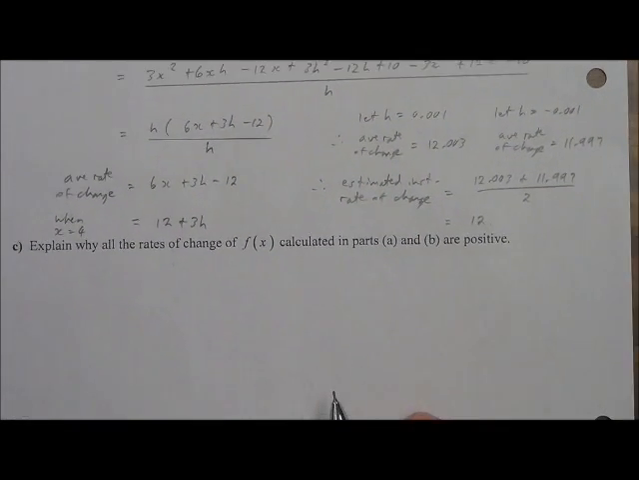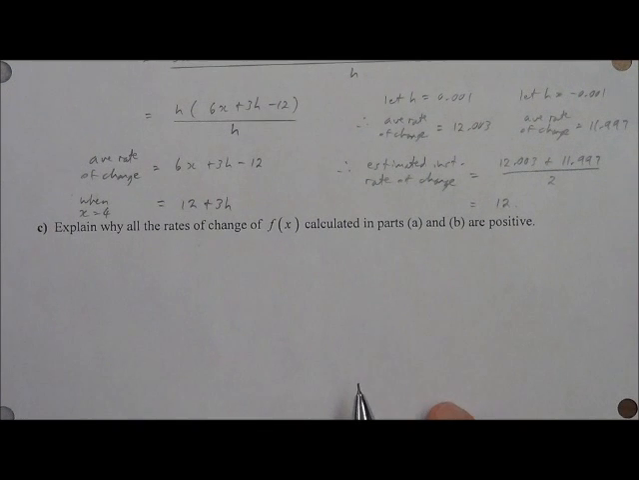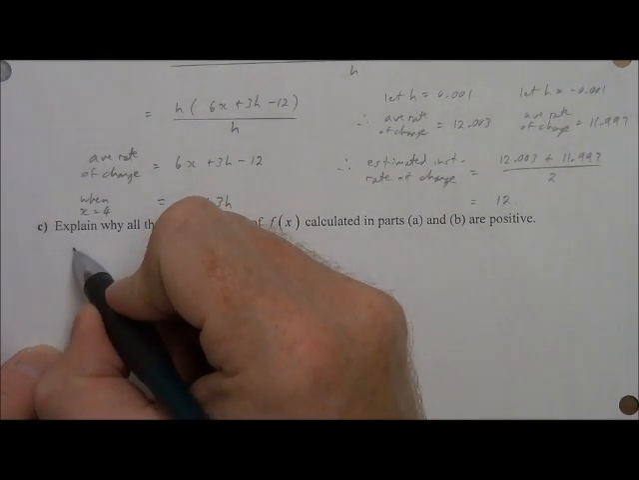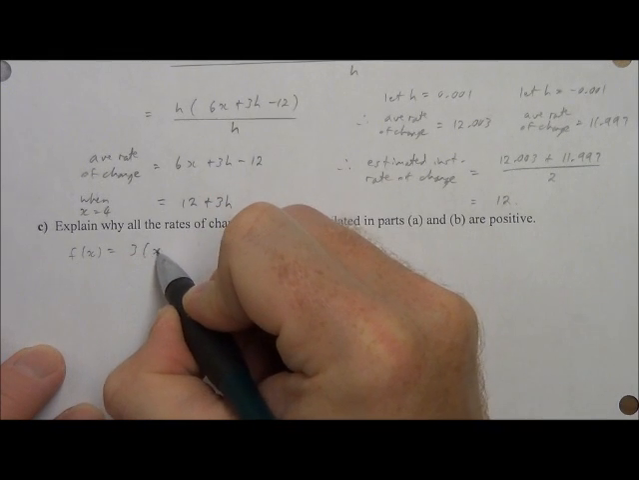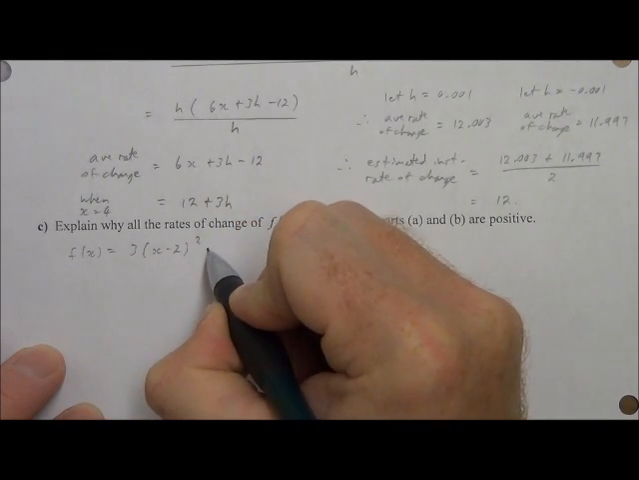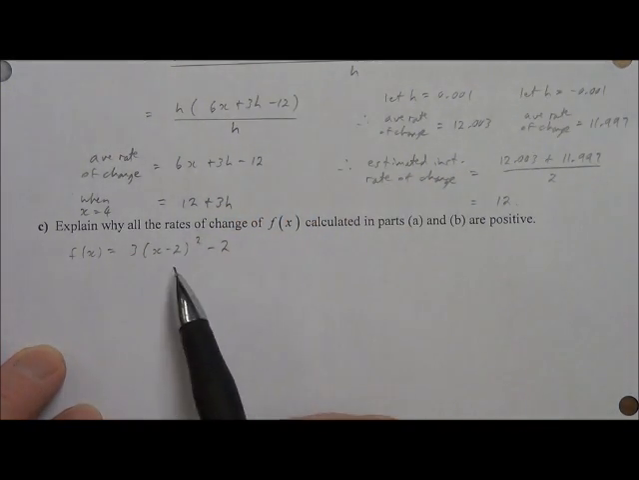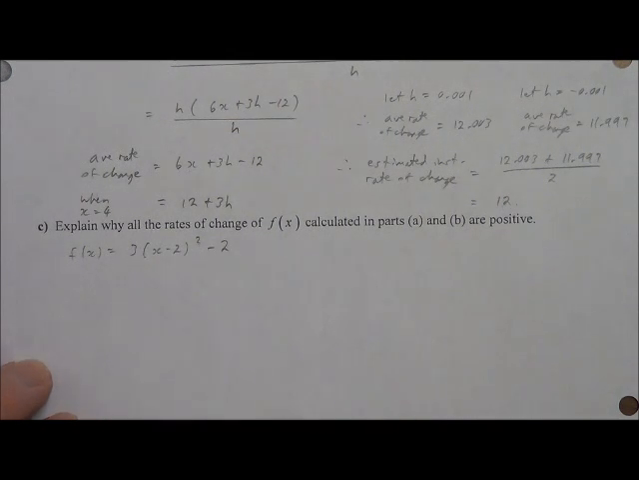Okay, so then the next question here, why are all the rates of change for part A and now for part B, why are they all positive? Well, I'll do a quick sketch here, but the function, if we'll recall, is 3 quantity x minus 2 squared minus 2. So what form is that function in? And what can you find from that form?